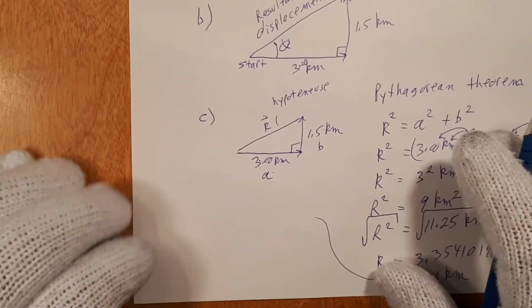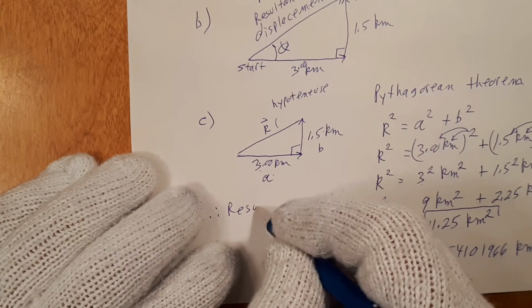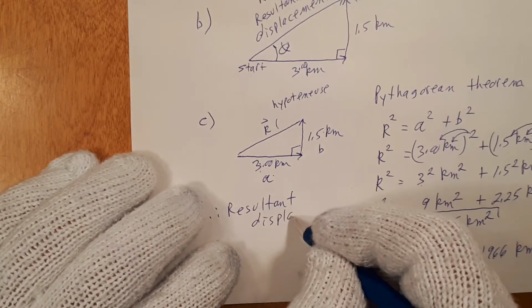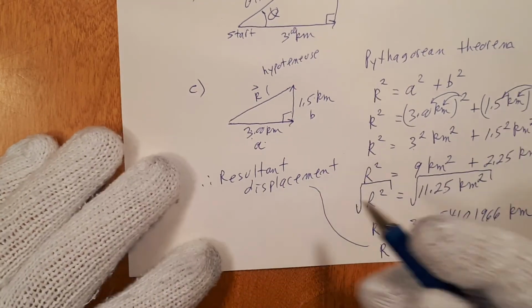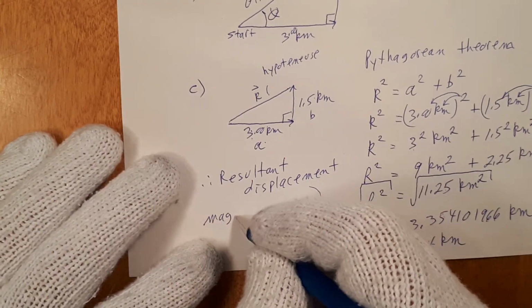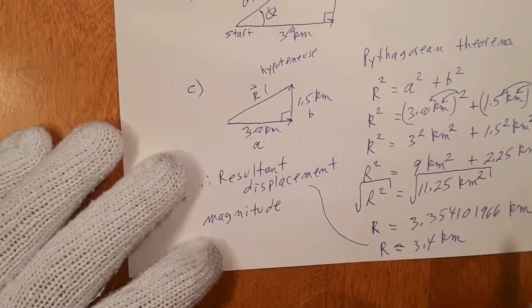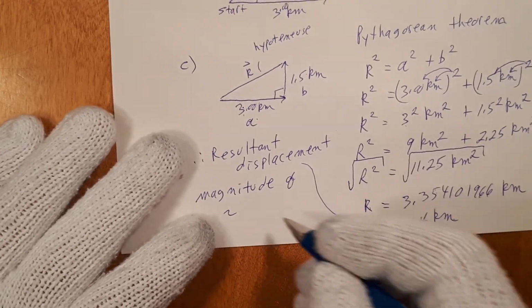Just moving it over here. Therefore, the resultant displacement has a magnitude. Magnitude is a fancy word for size. Magnitude of approximately 3.4 kilometers.